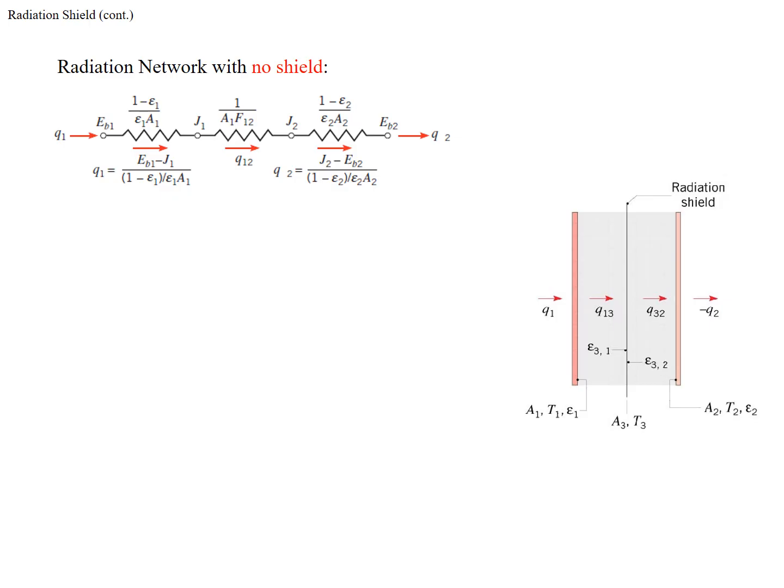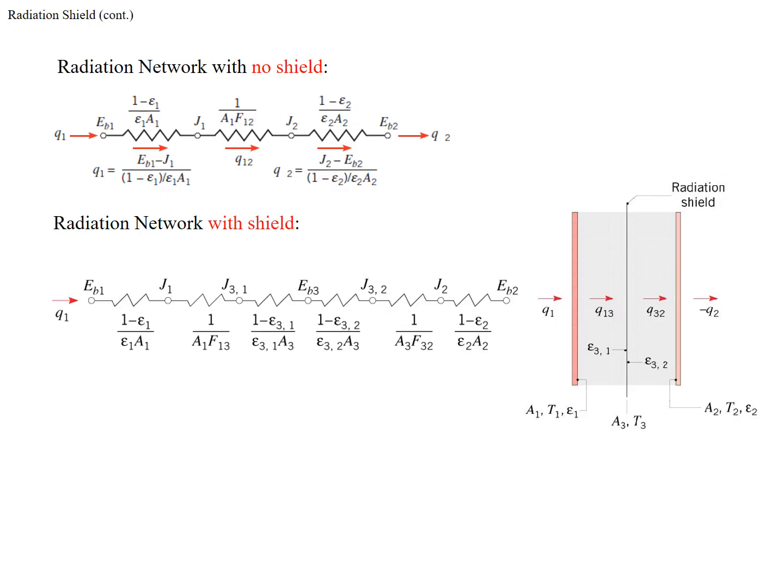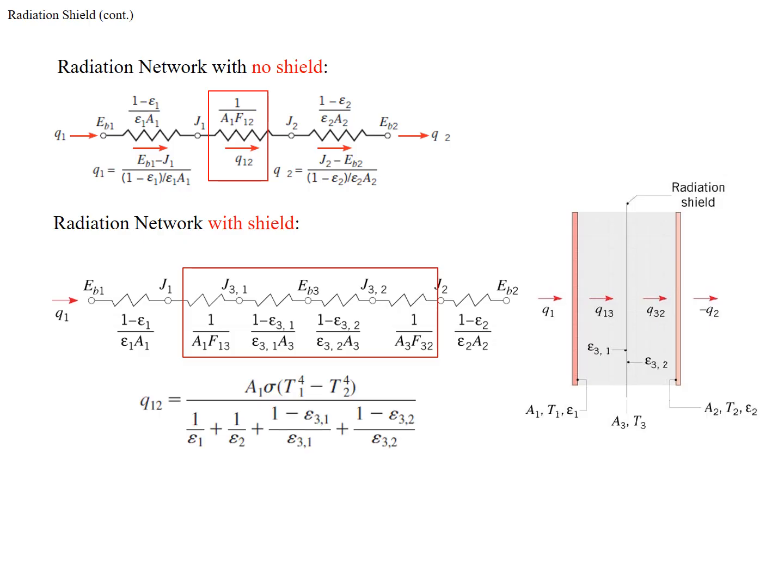So I can compare the radiation network with no shield, which looks like this, and the radiation network with shield. You can see that the resistances related to the shield are in this box, and resistances related to the view factor of surface 1 and 2 are shown here. So there are some differences, and you definitely have a couple more resistances added. If I were to write the radiation exchange between surface 1 and 2, I'd be able to simplify this case and write it as radiation exchange for two plane surfaces with one shield in the middle, with all the areas being the same, would look like this.